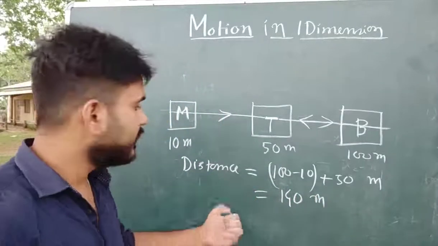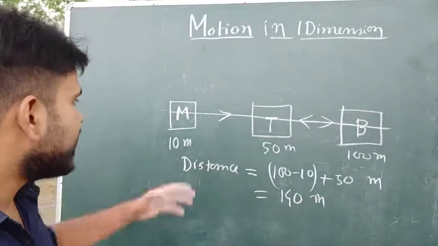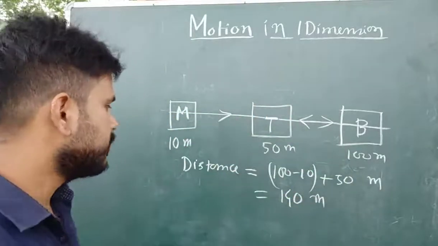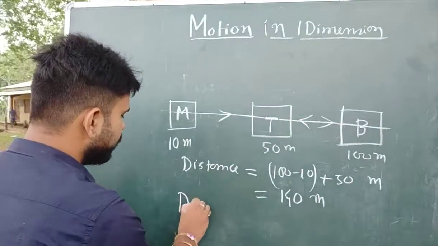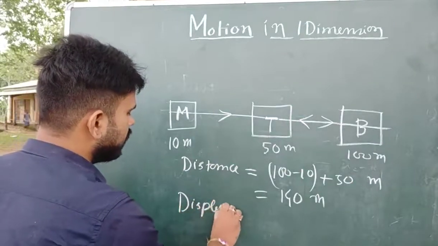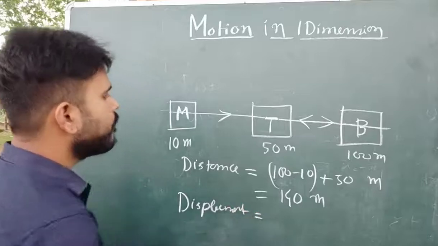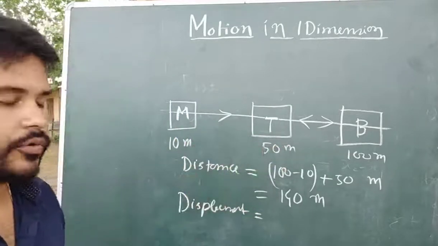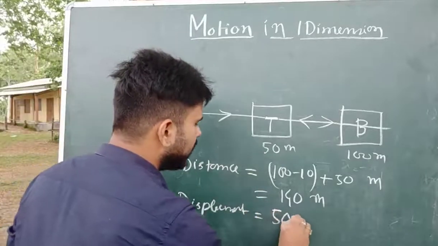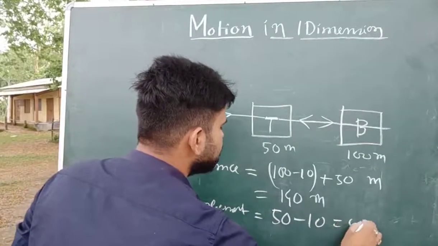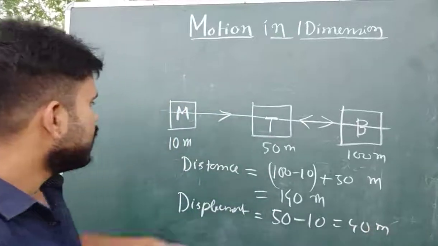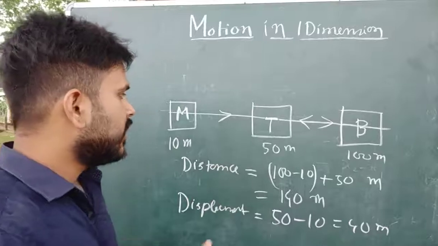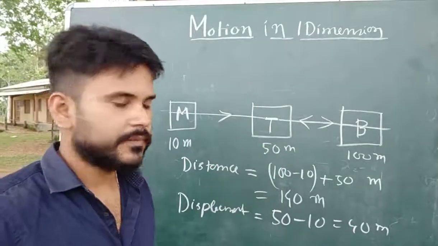But what will be the displacement in this case? As I move from my house to Borun's house and back to Torun's house, displacement would be final position minus initial position. That is, final position 50 minus initial position 10, that is 40 meter. So in this case, you can see the difference between distance and displacement. This is basically a one-dimensional motion.